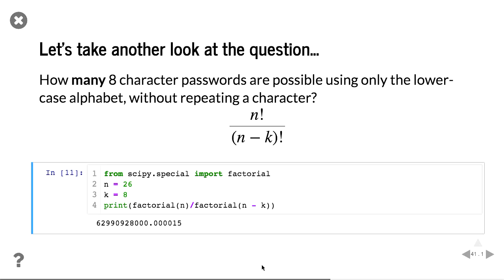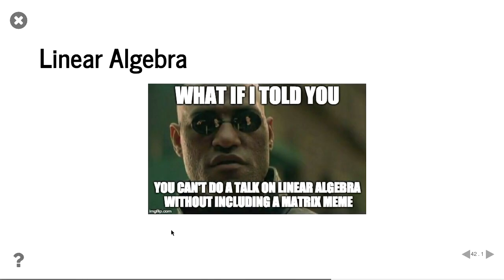Now, of course, calculating 26 factorial or whatever by hand is a bit tedious. Maybe you don't have a scientific calculator on you, so we can just use Python again. Unfortunately, Python doesn't have a built-in factorial function, but we can import one from SciPy, put in our values for n and k, and we see our 63 billion passwords with a little bit of floating point error. But don't worry about that.